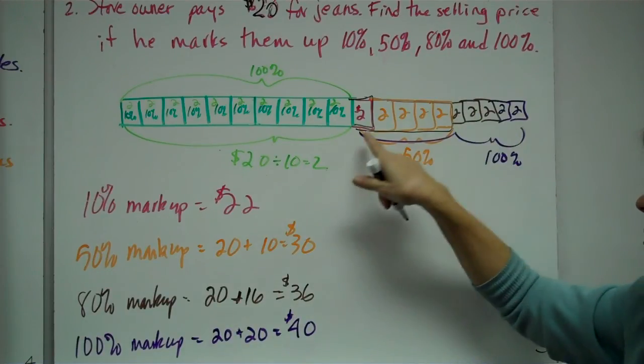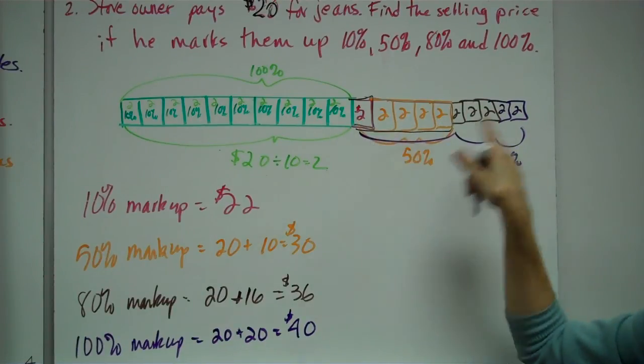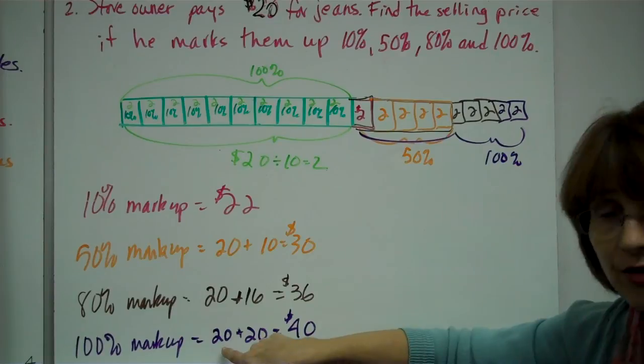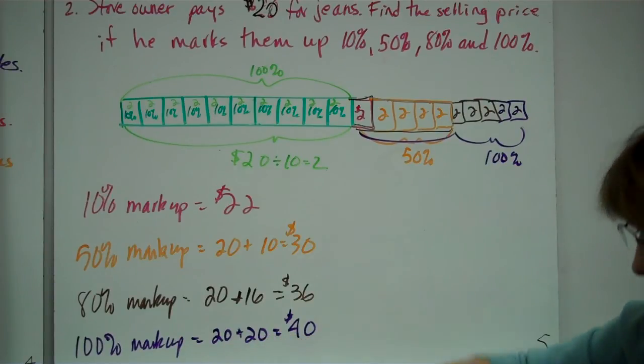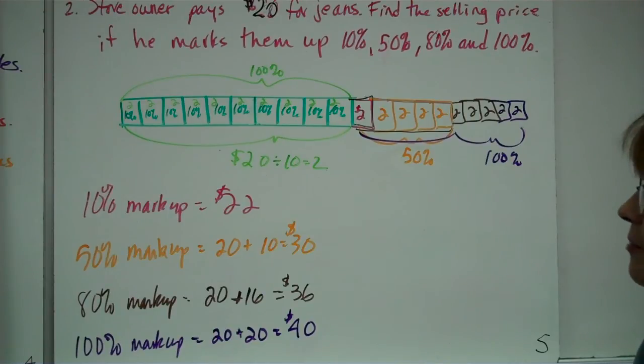And then if he wants to mark it up 100%, he's going to add 10 more boxes. So it's going to be $20 more, added to the original 20. He's going to ask you to pay $40 for those jeans. Okay, so that's how you figure out those using the tape diagram.